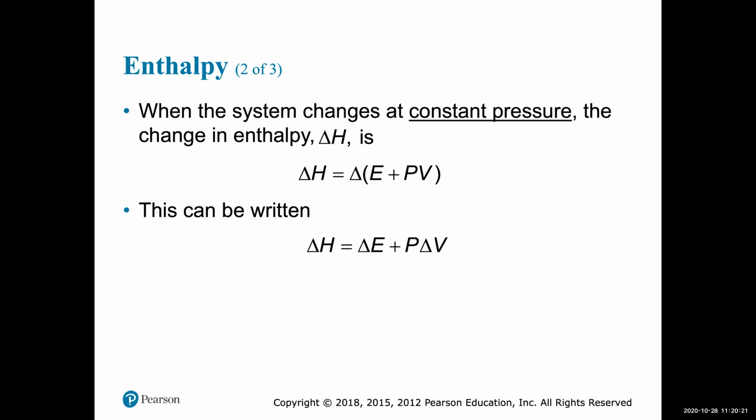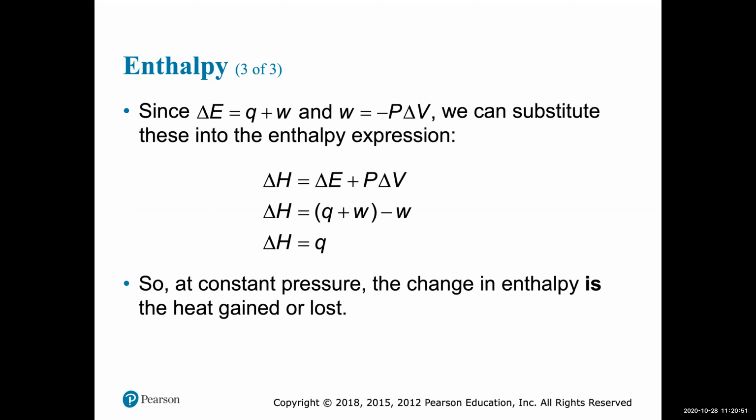If we have that constant pressure, then the change in enthalpy, which we call delta H, is equal to the change of energy plus pressure times the change in volume. Okay, the pressure doesn't change because we said it's constant pressure. So that's why the pressure doesn't have a delta in front of it. So we can write this, of course, as delta H equals delta E plus P delta V. But we can further simplify it.